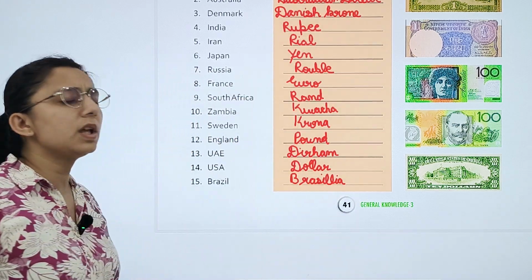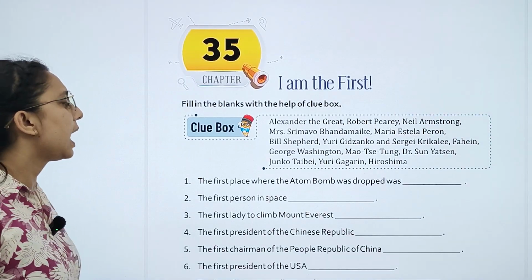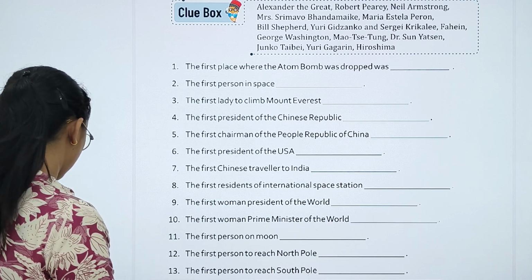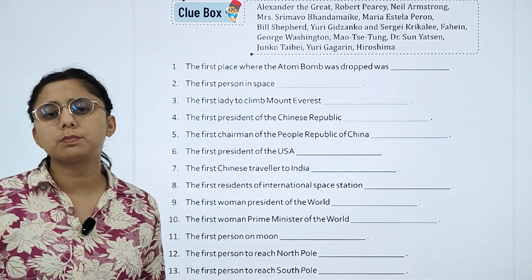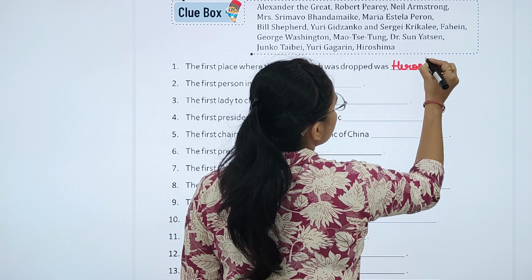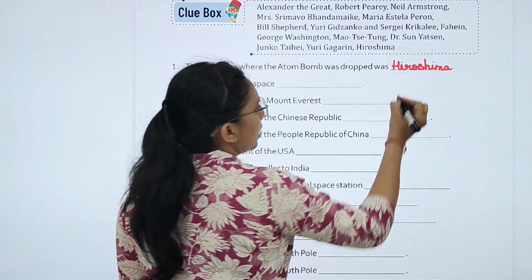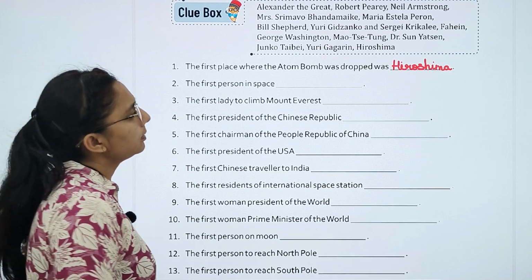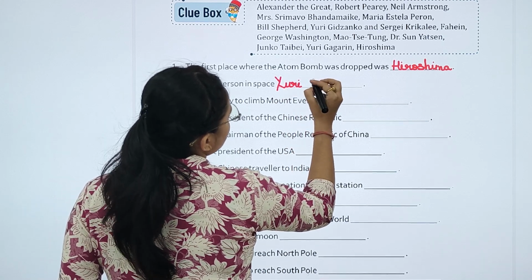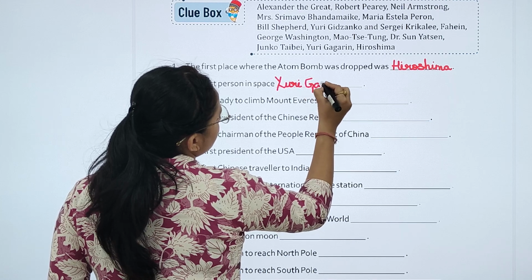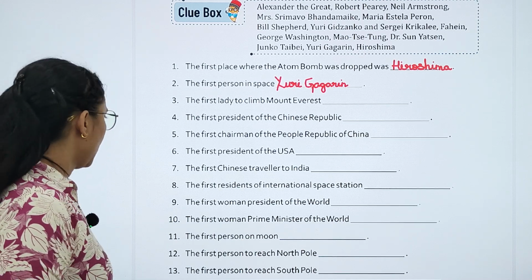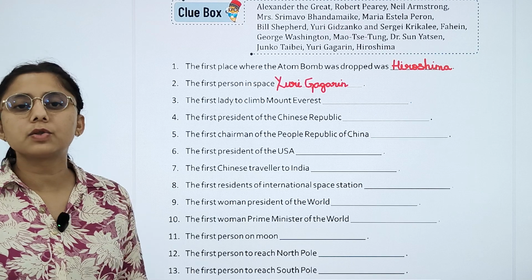Right? Now let's move to the next chapter, that is chapter number 35, I am the first. So here the help box has been given to you. You have to write the answers. The first place where the atom bomb was dropped, कौन सी थी आपकी, that is Hiroshima. Next is first person in space, that is Yuri Gagarin. Next is the first lady to climb Mount Everest, that is Junko Tabei.